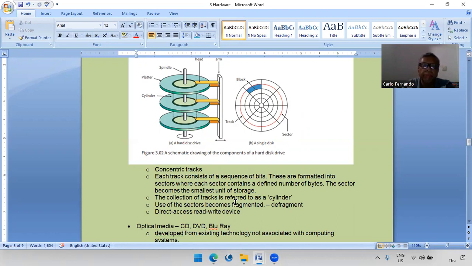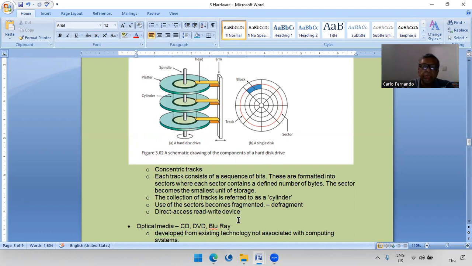The collection of tracks is referred to as a cylinder. So when you take this, it's called a cylinder. See? Cylinder. Now, if you draw lines like this, not physical, there's nothing like that, but logically, if you draw lines like that, it will be a cylinder.